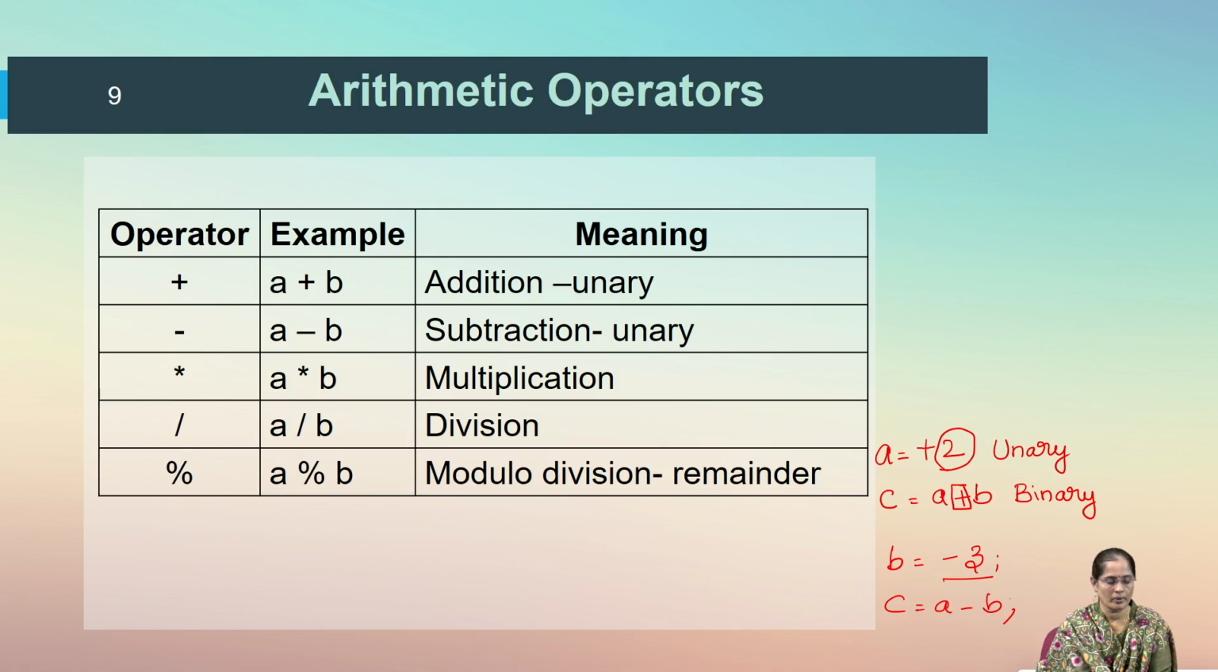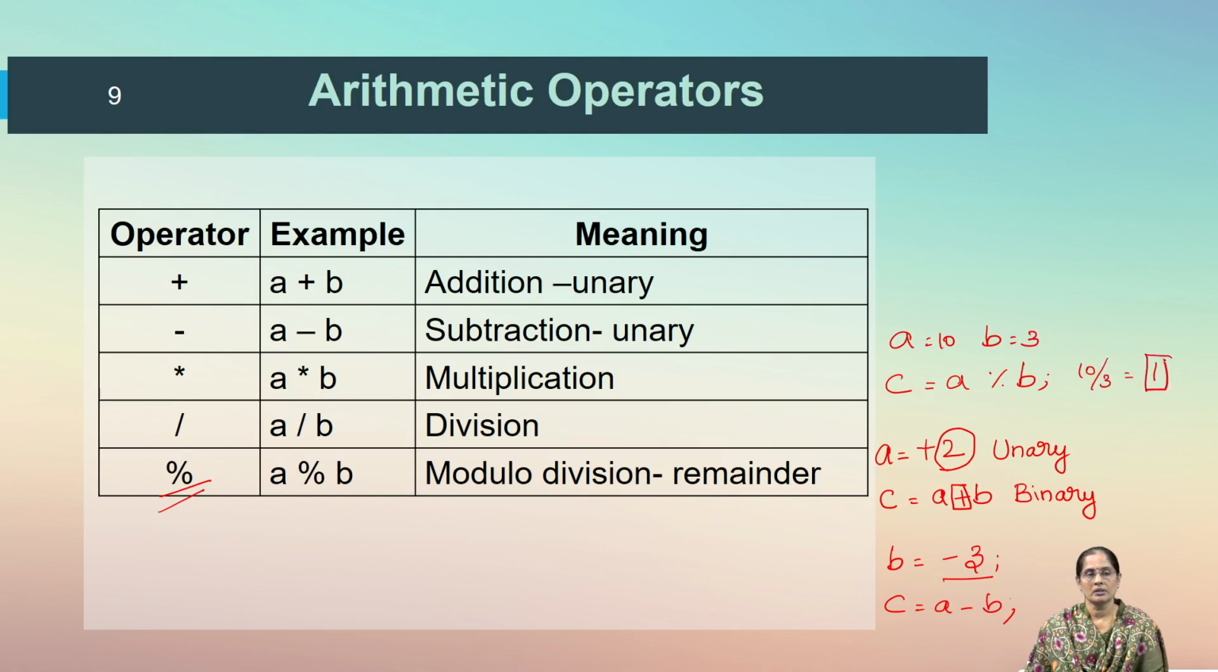And the modulo operator is given the symbol percentage, which gives us the remainder out of dividing two operands or two values. Say for instance, I can use the modulo operation this way. If the A value is 10 and the B value is 3, so 10 divided by 3, what is the remainder we get? The remainder we get will be 1. So, that remainder will be the output of the modulo division operator.